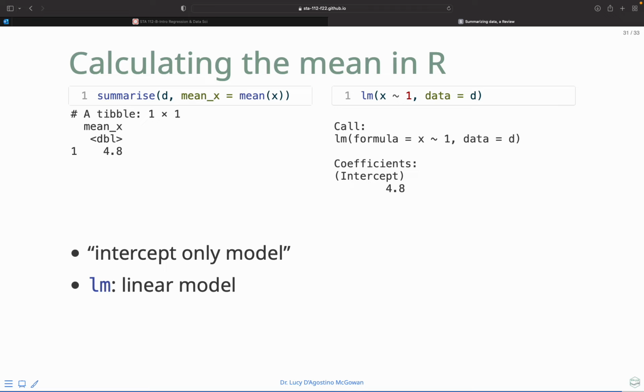Basically what I'm trying to do is draw the connection between what you're already familiar with, hopefully from previous classes, when calculating a mean, and extending it to what we're doing in the simple linear regression setting, where instead of just using an intercept-only model, we'd be using another variable to try to estimate the value of whatever is to the left of the tilde.